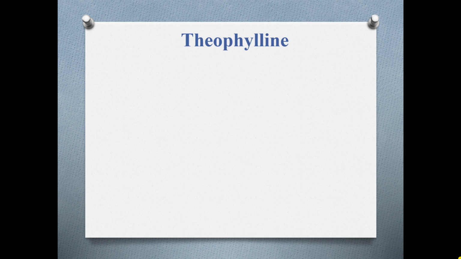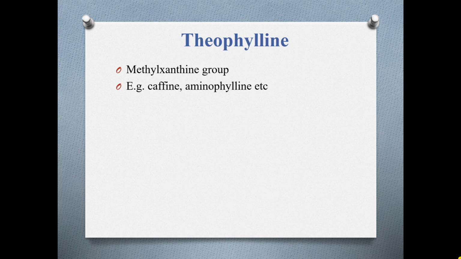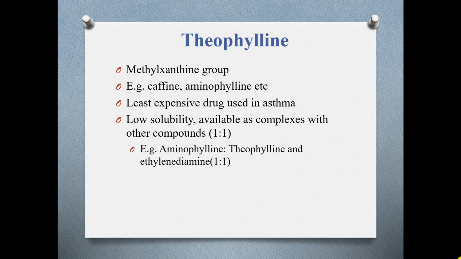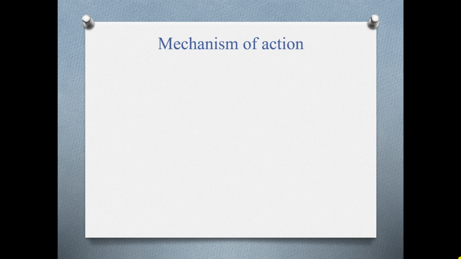The next category is xanthine derivatives, that is theophylline. It belongs to the methylxanthine group. Examples are caffeine, aminophylline, etc. It is the least expensive drug used in the treatment of asthma. It has low solubility, which is why it is available as complexes with other compounds in the ratio of 1:1. Like aminophylline, which is a combination of theophylline and ethylenediamine in a 1:1 formulation.